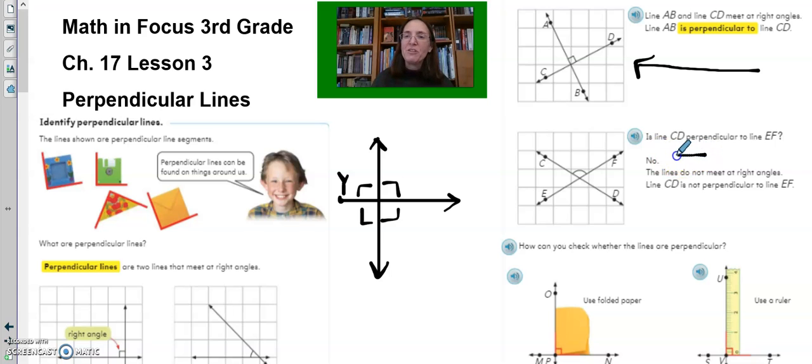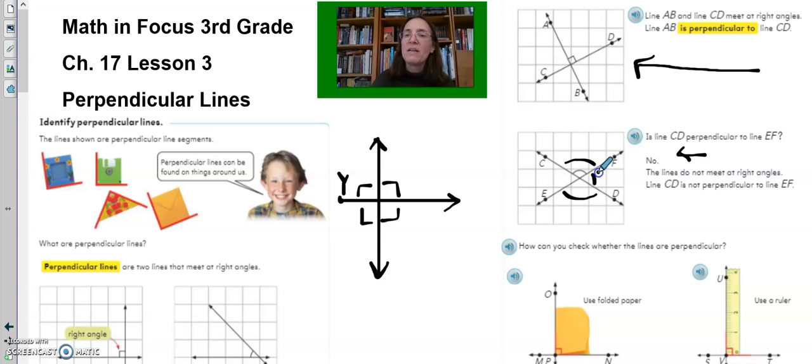Now right here we have two intersecting lines, line CD and line EF. The angle right here is not a right angle. It's too big. The one opposite it is also not a right angle. Here's a little geometric secret. These are equal to each other.